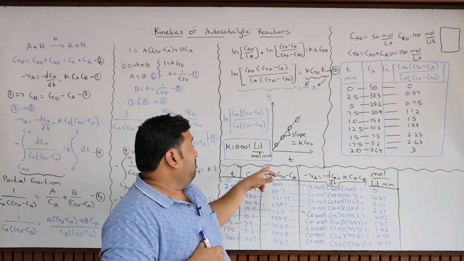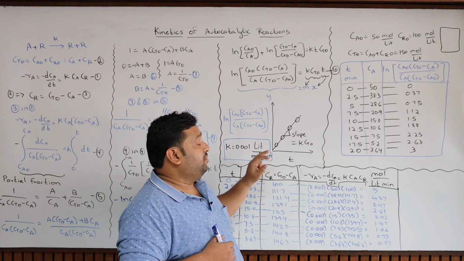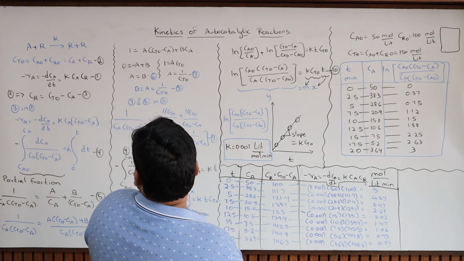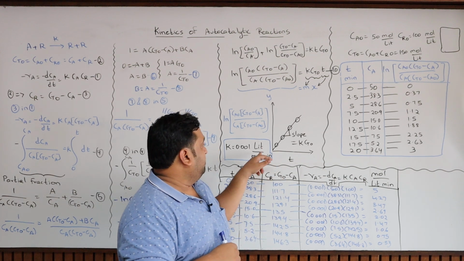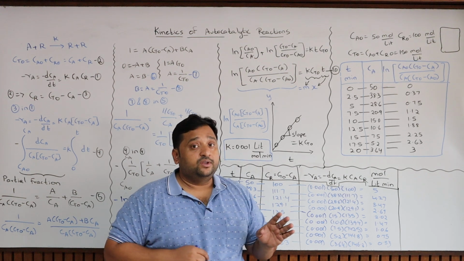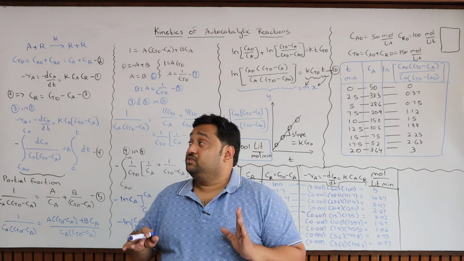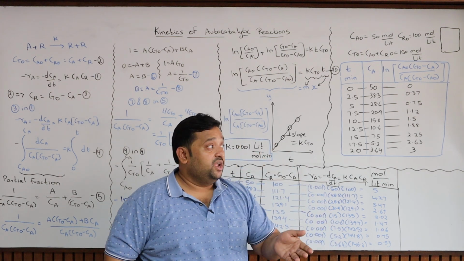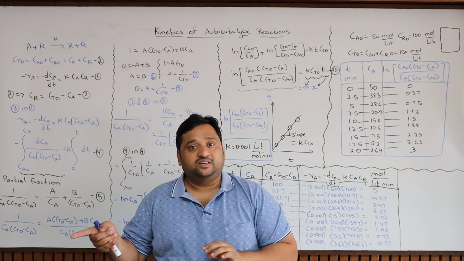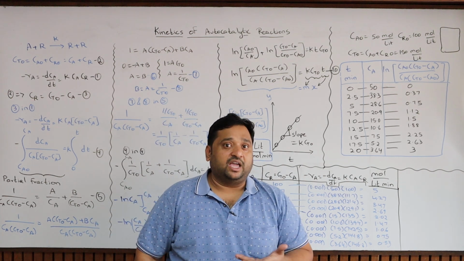From the slope I got the value of k as 0.001 liter per mole per minute. Sorry, this is a second order equation, fine. Liter per mole per minute is the unit of the rate constant. This is how we can get the rate constant for this equation. Let us proceed to find out the difference between a normal reaction and the autocatalytic reaction. Let us find out the speed of the reaction.